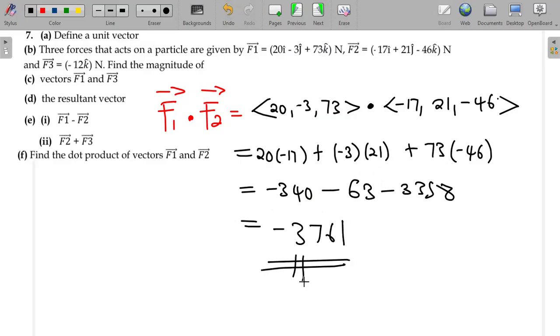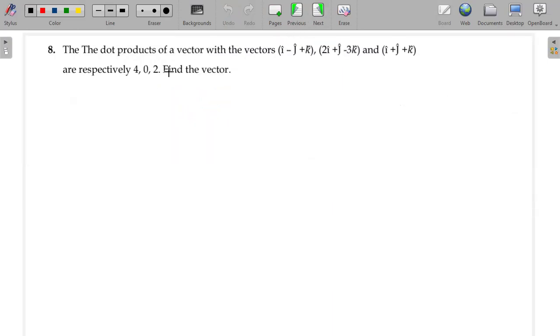Okay, so that's the dot product there. And we're done with the first part. We go to the next part, which is this question here.